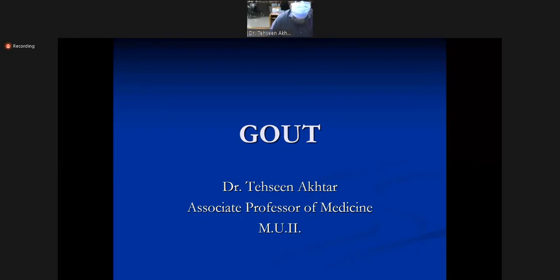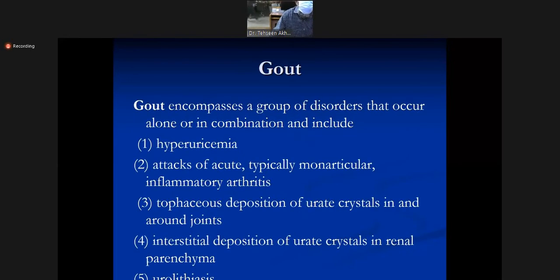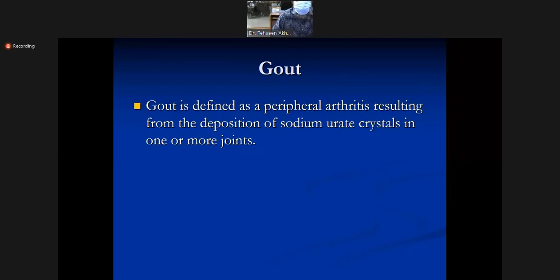Assalamu alaikum. Today's topic is a very simple topic. It's gout. Gout is defined as a peripheral arthritis resulting from the deposition of sodium urate crystals in one or more joints. It usually involves a single joint, the first metatarsal joint, and it presents acutely most of the time, but it may present as chronic gout and recurrent gout.